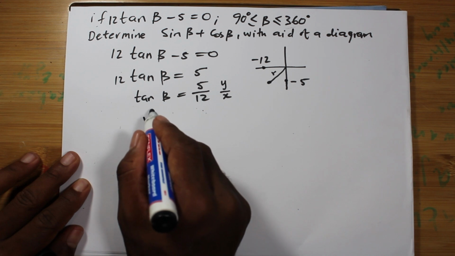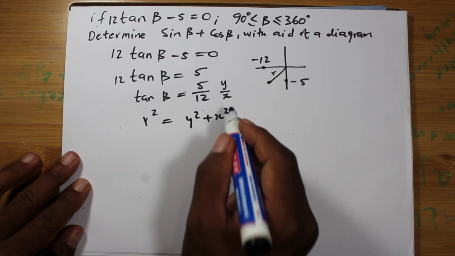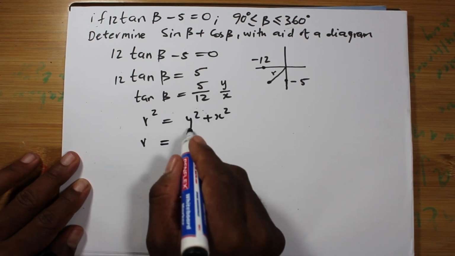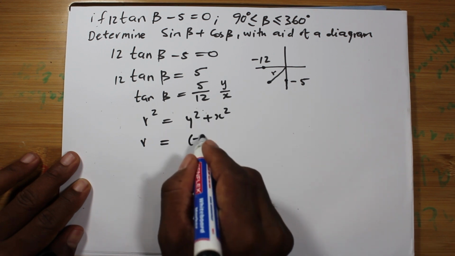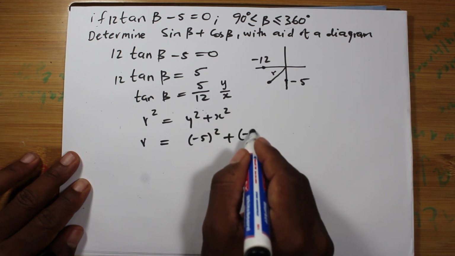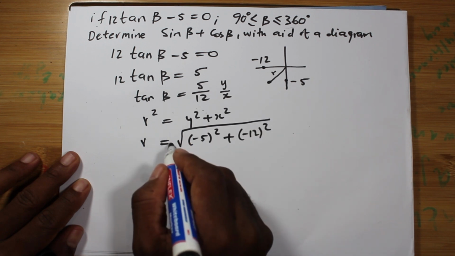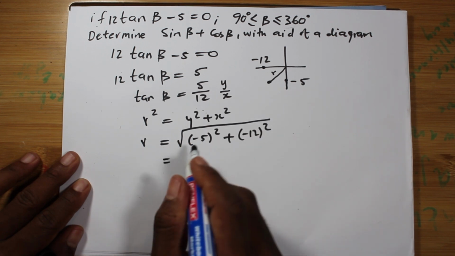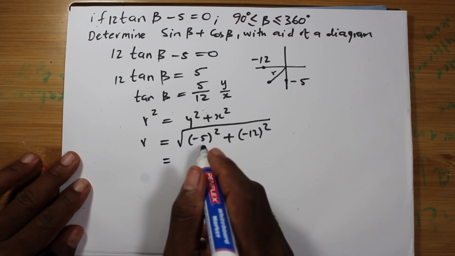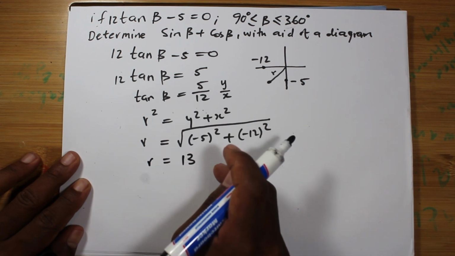Our r is defined as r squared equals y squared plus x squared. That means our r would be the square root of y, which is minus 5 squared, plus our x, which is minus 12, all squared. This is a positive square root, so this is going to be 25 plus 144, which is 169. So then our r is simply going to be a positive 13.